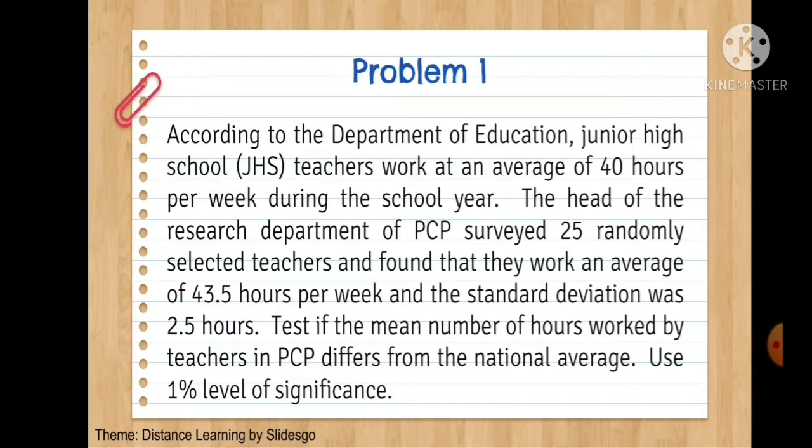According to the Department of Education, junior high school teachers work an average of 40 hours per week during the school year. The head of the research department of PCP surveyed 25 randomly selected teachers and found out that they work an average of 43.5 hours per week, and the standard deviation was 2.5 hours. Let us test if the mean number of hours worked by teachers in PCP differs from the national average. Use 1% level of significance.